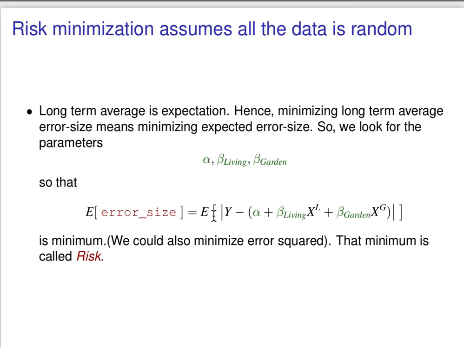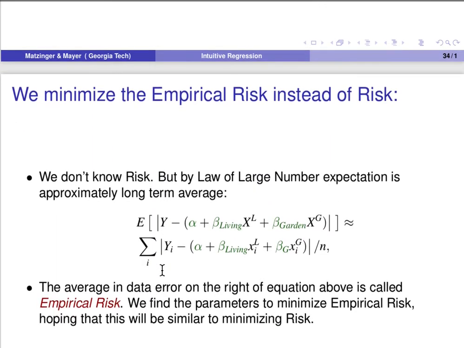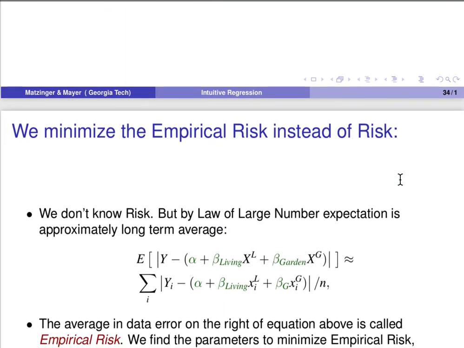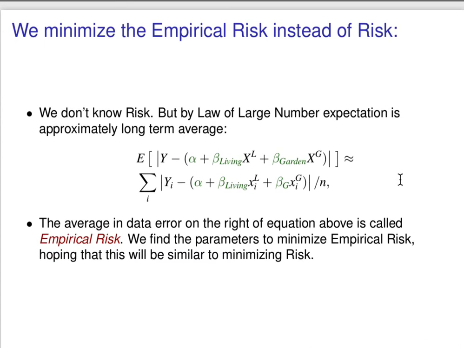So long-term average in a probability model, when I throw a die many times and build the average, that's going to be the expectation. So here, the long-term average error is the expected error. We want the expected absolute value of y minus this prediction to be as small as possible. In other words, we want to find the parameters minimizing this expectation. That minimum is called the risk. Or actually this function of the parameters is called the risk, and we want to minimize it by choosing the parameters. If we had a model, we could calculate what would be best to minimize that.